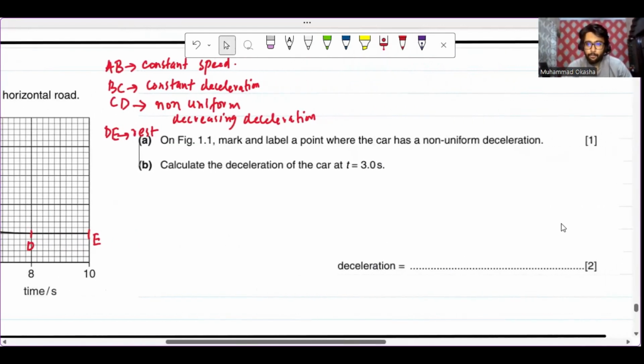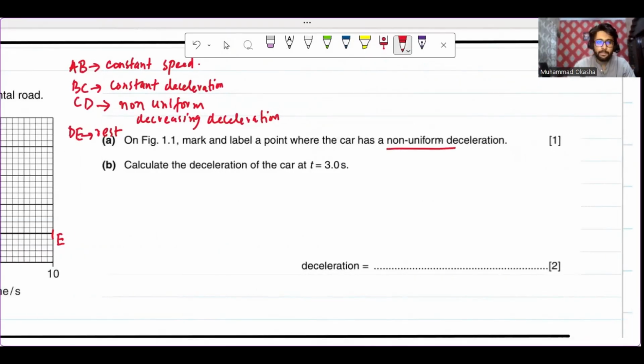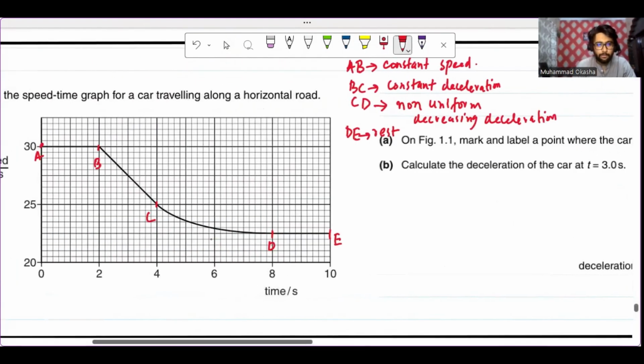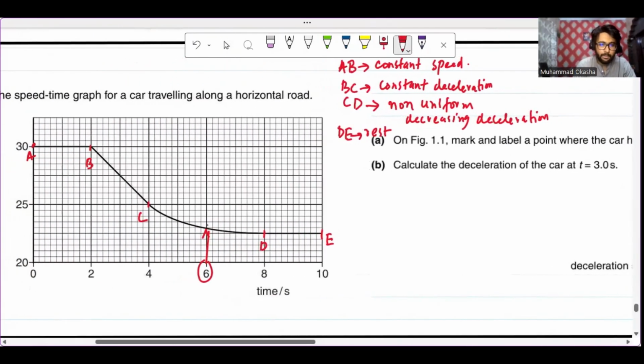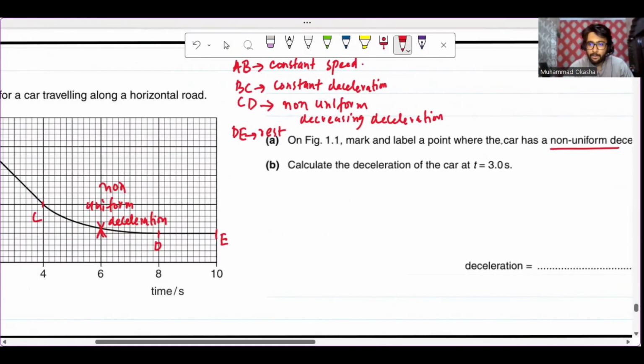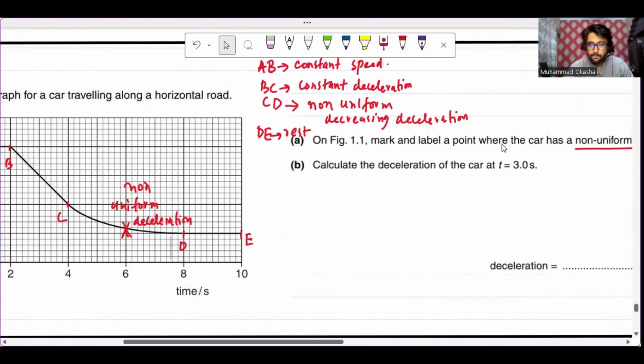So mark the point where the car has non-uniform deceleration. That should be between C and D. Take any point between C and D. I'll take this one as the point where the car has non-uniform deceleration. So I'll put a cross over here, and you can also label it non-uniform deceleration. Next: calculate the deceleration of the car at 3 seconds.